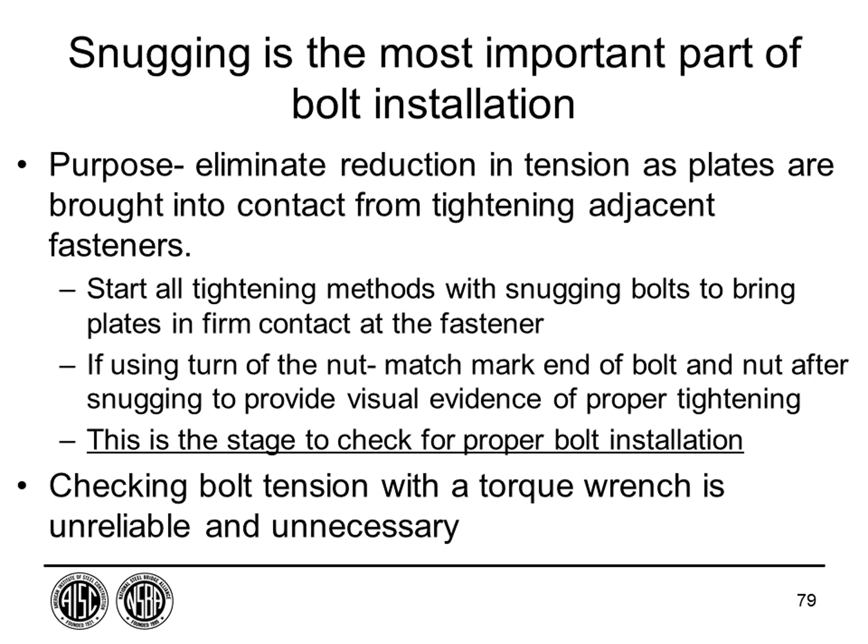If you're using direct tension indicators, you must do it the same way. The snugging is exactly the same. And this is the stage when you should check. You want to make sure that they're properly snug. If you're using turn of the nut, you want to match mark them after they're snug, so you can then go back and get visual evidence of proper tightening. Checking bolt tension with a torque wrench is unreliable and really unnecessary.